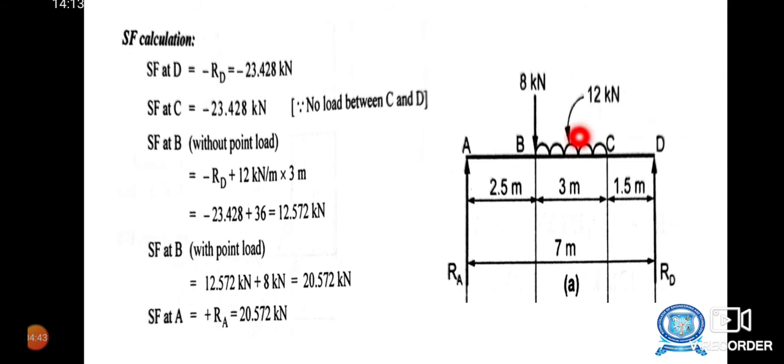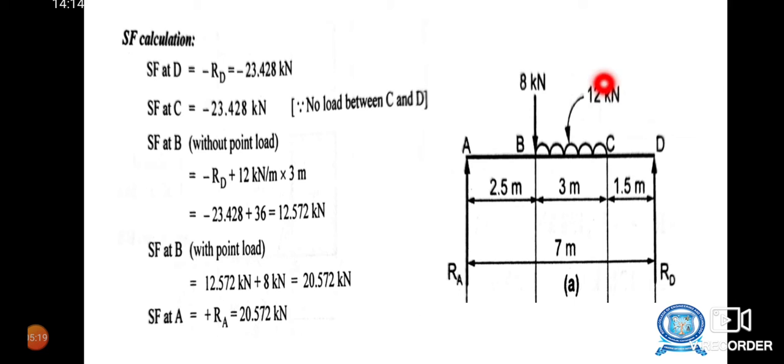Then at point B, there are two loads: one is the point load and the other is the UDL. First, shear force at B without the point load, considering only the UDL. The shear force is minus RD plus the UDL force, 12 into 3. Simplifying, we get the shear force at B without point load as 12.572 kilonewton.